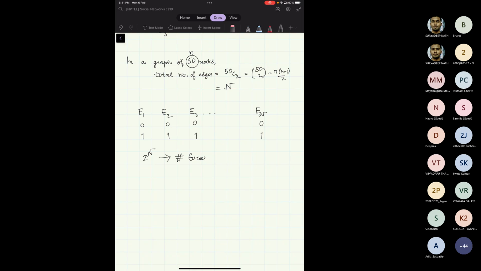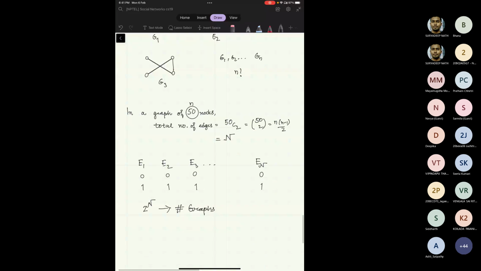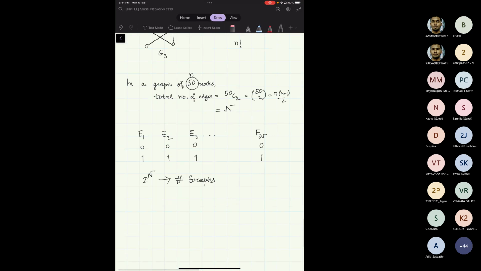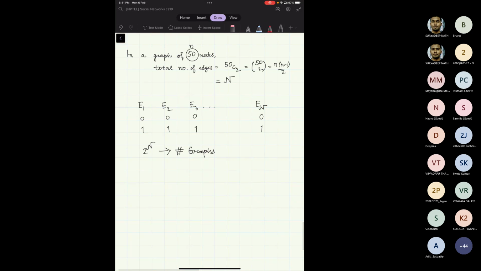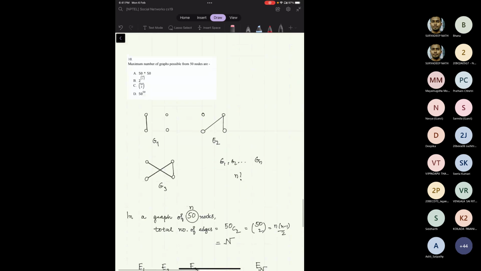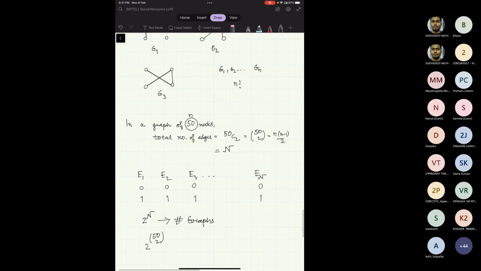So 2 to the power capital N variety of graphs you can get if you are given small n number of nodes. So for our problem, capital N is 50C2. So the right answer for this question is option B. So that is the answer.